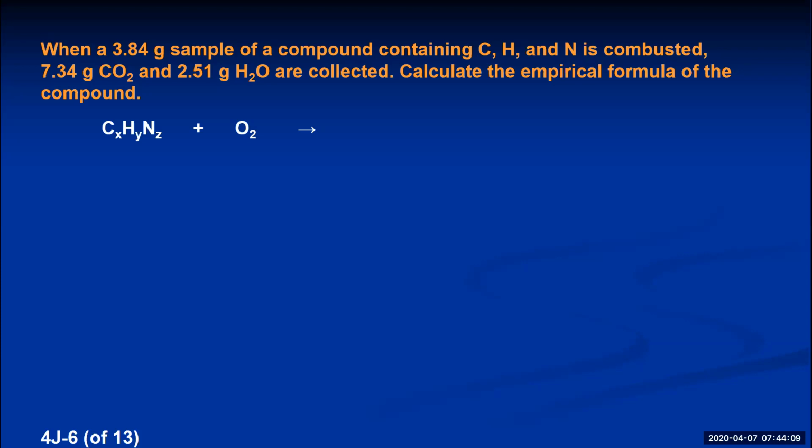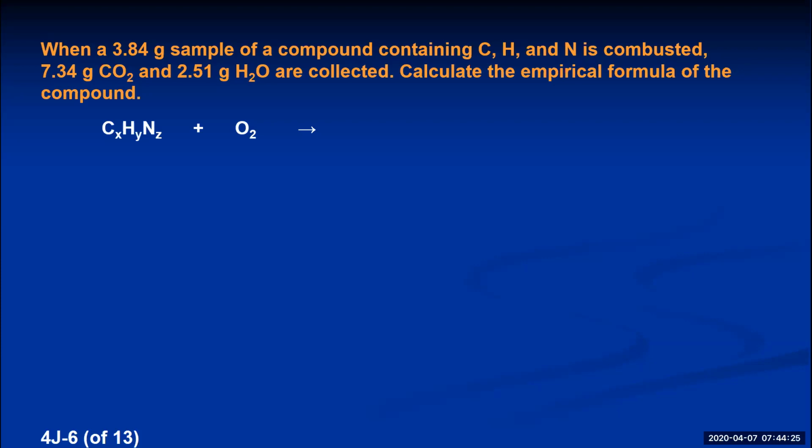So this compound would have the formula CxHyNz because I don't know how many atoms of each are in the formula, and that's what we're trying to figure out. If you combust it, you're going to get an oxide of carbon, which will be CO2. They talked about that in the problem. An oxide of hydrogen, that's going to be H2O. They talked about that in the problem.